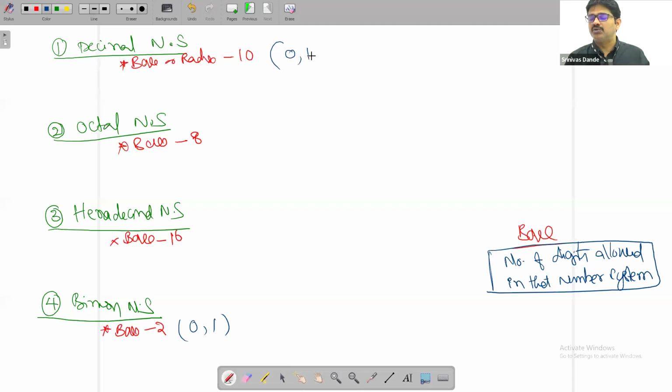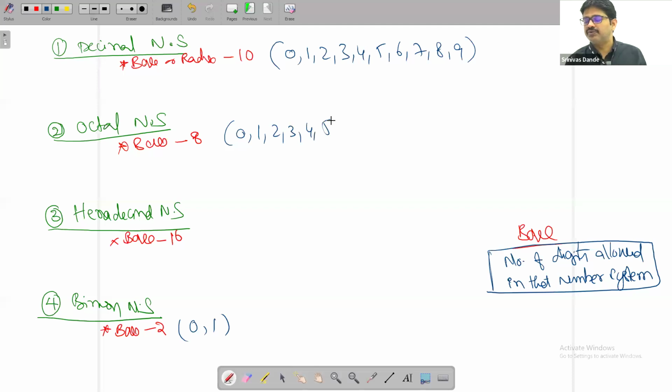What are the 10? 0, 1, 2, 3, 4, 5, 6, 7, 8, 9. That's it, 0 to 9. Only 10 allowed. Octal 8: 0, 1, 2, 3, 4, 5, 6, 7 only. Total of 8 digits allowed. Hexadecimal 16: 0 to 9, then A, B, C, D, E, F. These letters you can write as small or capital, no problem. Total of 16 allowed.